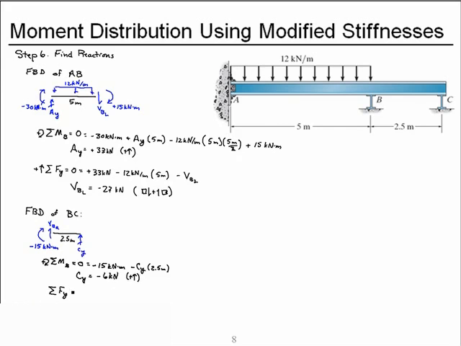Then I'll sum forces in the vertical direction. I'll choose up as positive. I have the unknown shear just to the right of B, plus the negative reaction at C rather. The shear just to the right of B is a positive 6 kilonewtons based on our standard sign convention for positive shear.